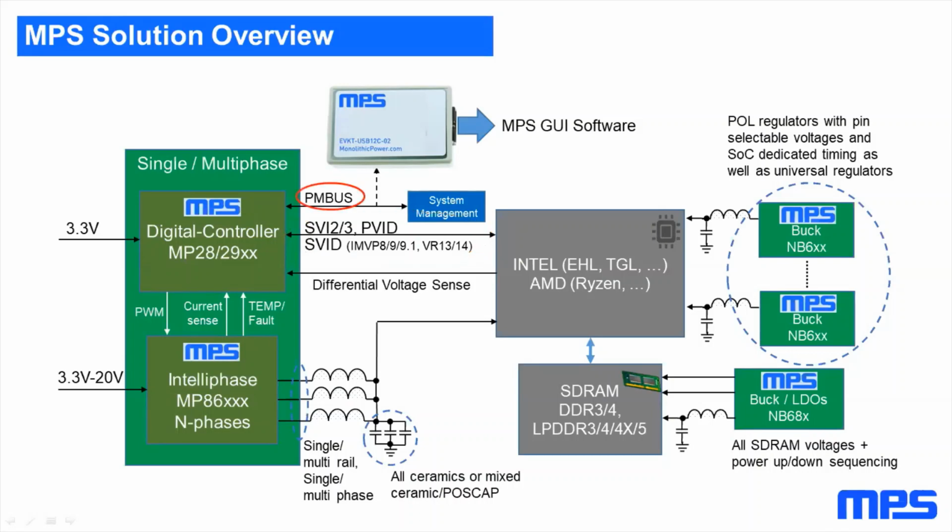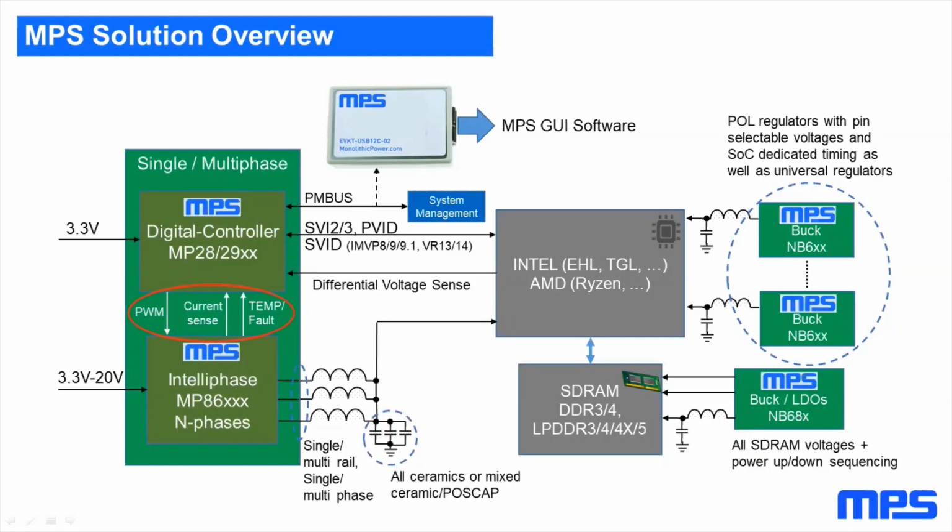There is also a PMBus interface, which can be used to access the digital controller's internal registers for either tuning or debug purposes. When we go to the tool sessions, we will see further details on how the PMBus is used. The output voltage from the SoC is remotely sensed. We use 2 differential amplifiers in the digital controller for that purpose. Our solution allows ceramic-only output designs as well as mixed POSCAP and ceramic designs.